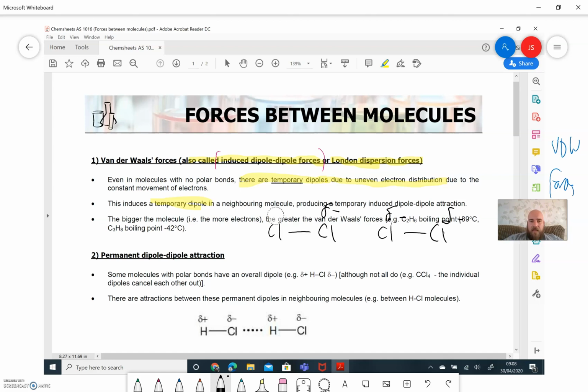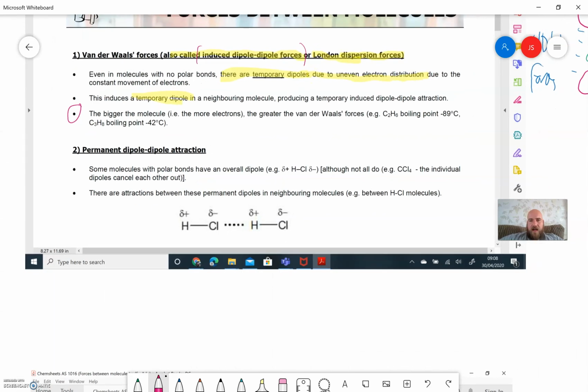All right. Key thing as well to notice is that van der Waals forces between molecules are affected by size. So the bigger the molecule, the greater the van der Waals forces. Why? More electrons, and you get more points of contact, so you get stronger van der Waals forces of attraction. And I think that's probably the hardest one to explain. Permanent dipole-dipole attractions are the same as van der Waals, just not temporary. They're there all the time.